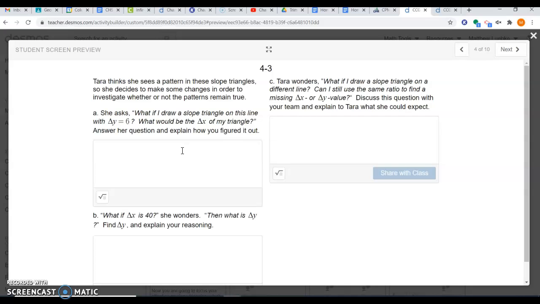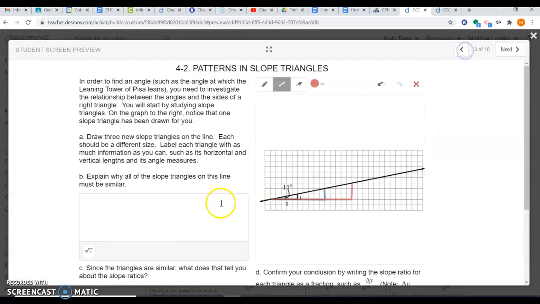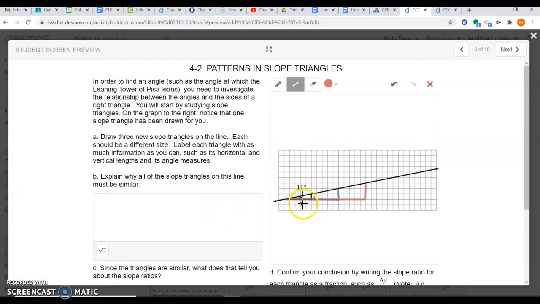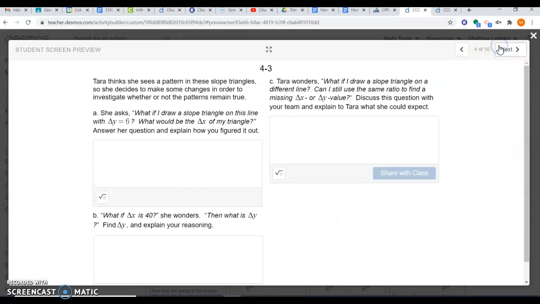If these triangles are similar, we should be able to use equivalent ratios. In my first triangle, I had a change in y of 1 and a change in x of 5. So I can use equivalent ratios and say 1 divided by 5 must equal my other ratio, which could be a change in y of 6. So I have 6 on top, and I'm looking for what x would have to go on the bottom with it. It's just equivalent ratios.